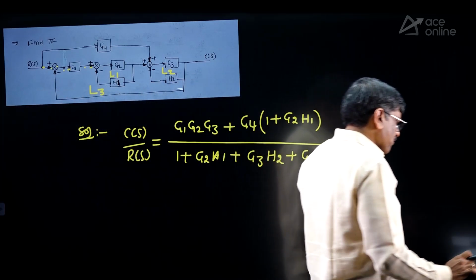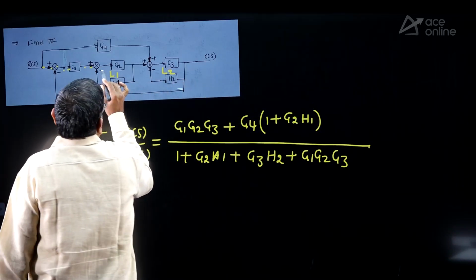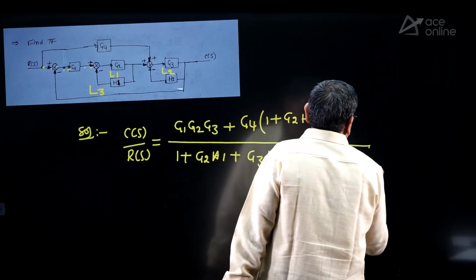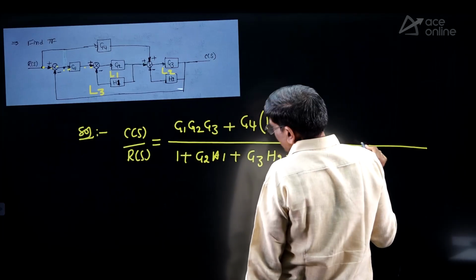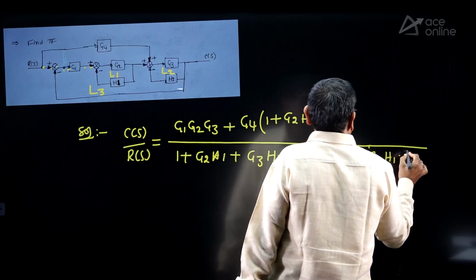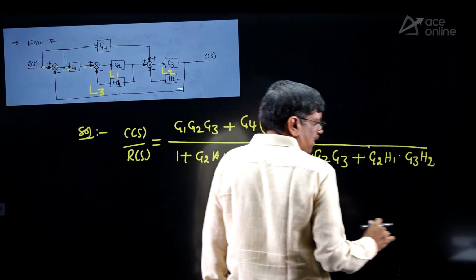Have you all written this? And don't forget the non-touching loops. L1 and L2 are non-touching. Minus minus becomes plus. What is the non-touching loop gain? G2H1 into G3H2. This is the answer. Have you written it? Same answer?